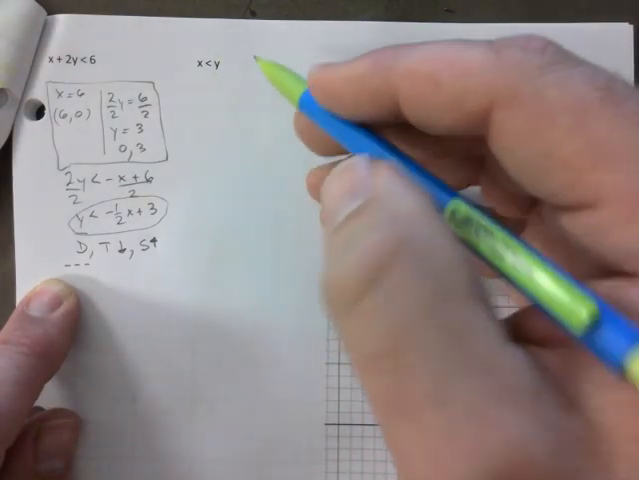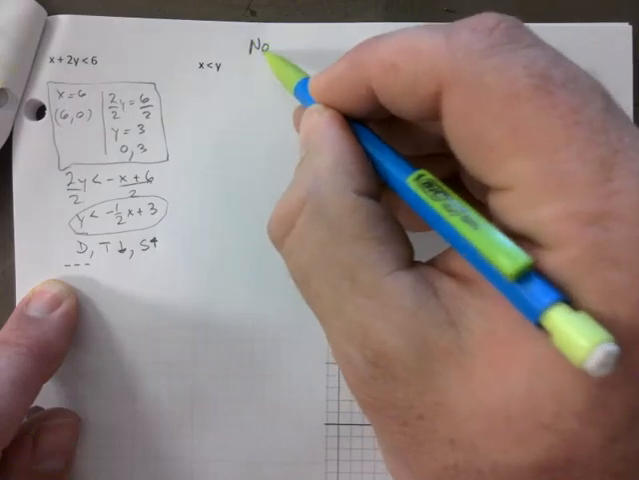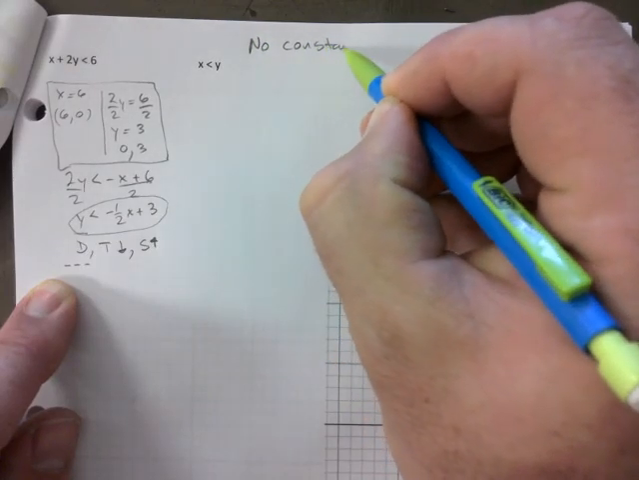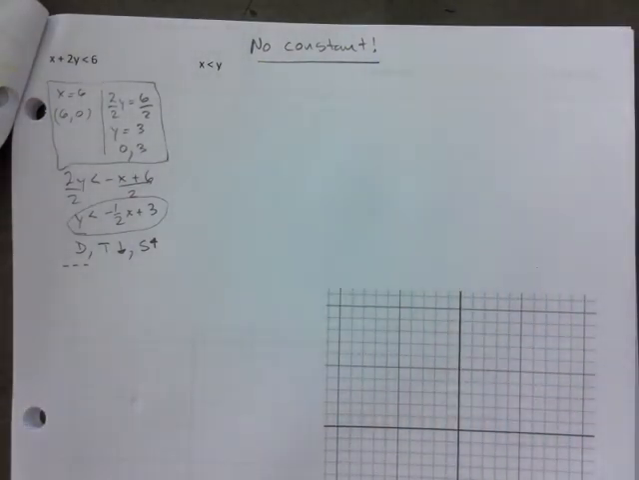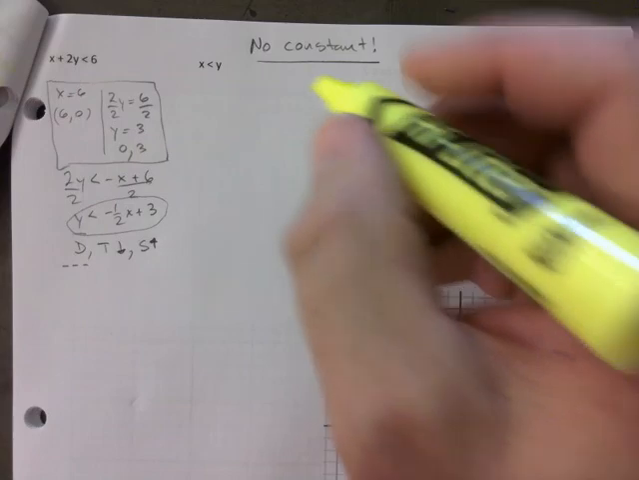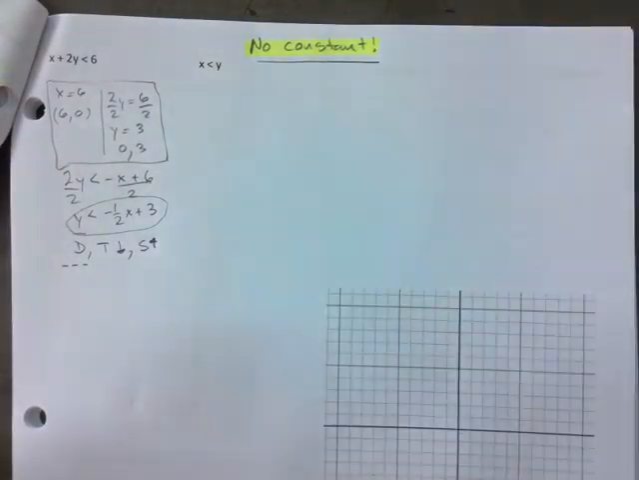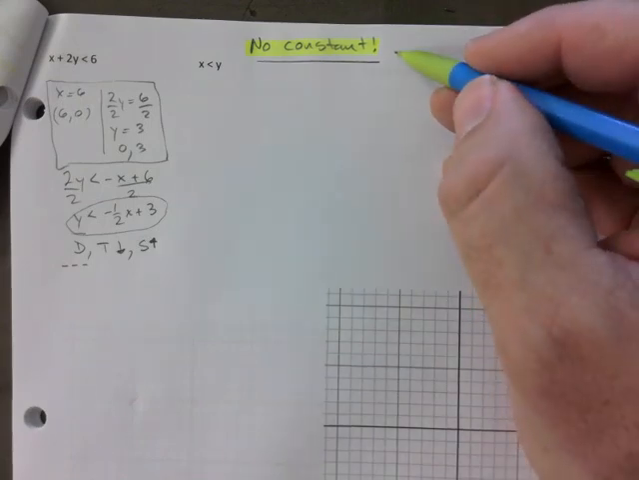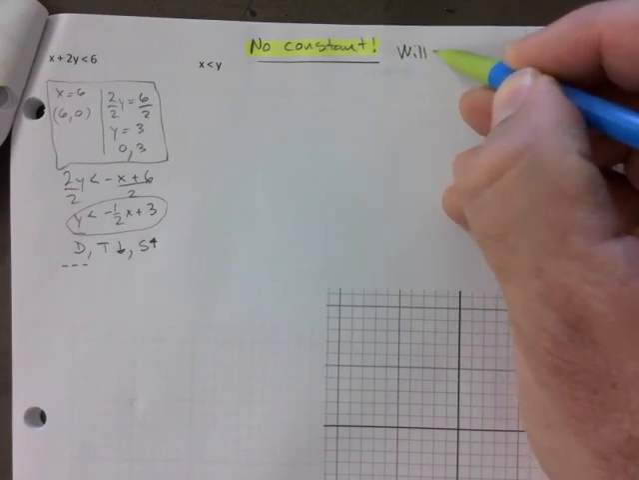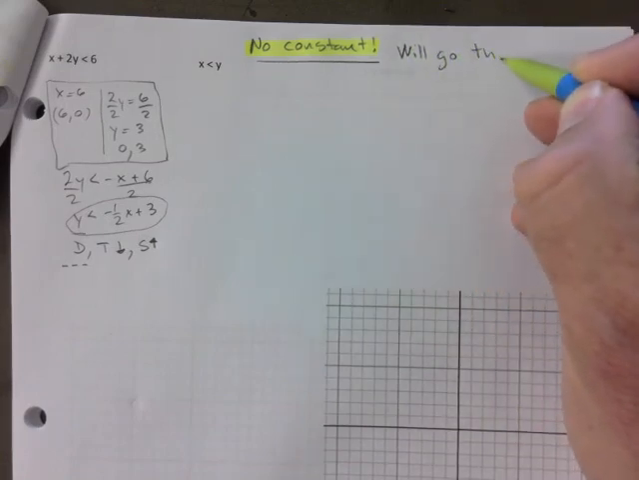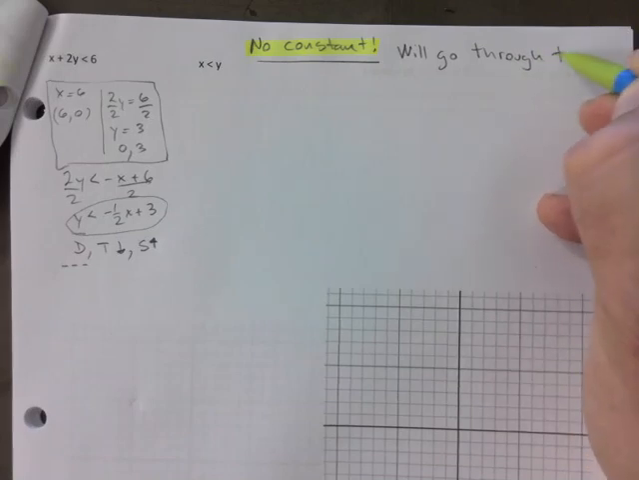Now this one. So I will say this, no constant. And if you looked at the key, you probably saw this. Right? There's no constant, so you have to deal with it in a different way. And I might do it slightly differently than what my key was showing. So what does this mean? It means that it will go through the origin.